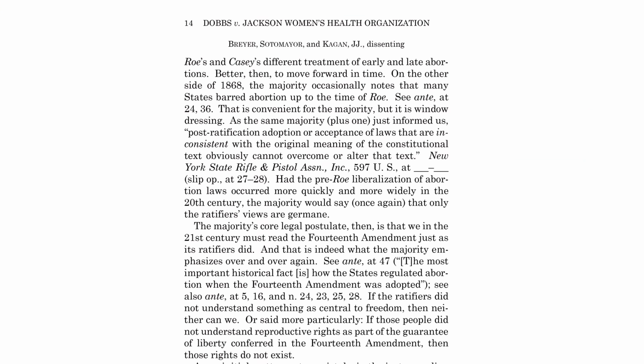And since early American law allowed for legal abortion before quickening, the dissent says Alito focuses on modern law, where he concludes that because most states criminalized abortion in the decades before Roe was decided, the right wasn't deeply rooted. And again, the dissent points out the majority for the perceived hypocrisy given the Bruin decision. Quote, had the pre-Roe liberalization of abortion laws occurred more quickly and more widely in the 20th century, the majority would say, once again, that only the ratifiers' views are germane.